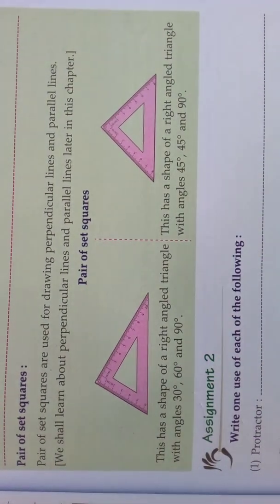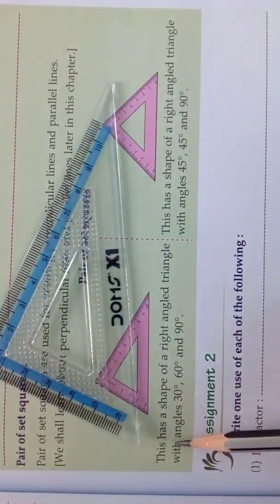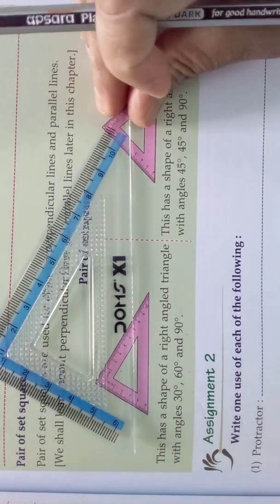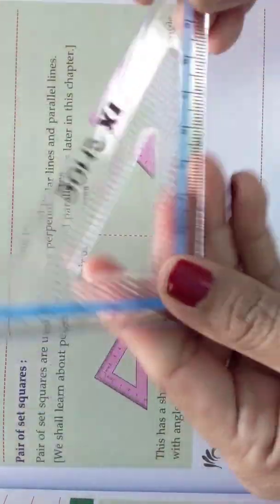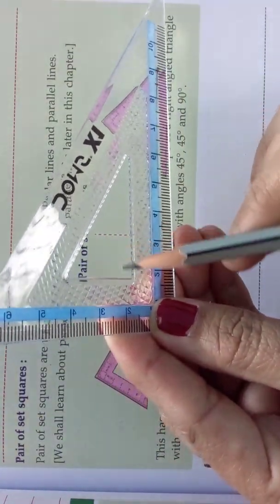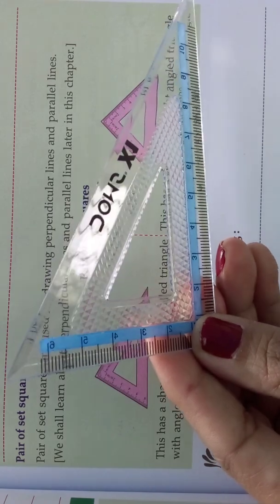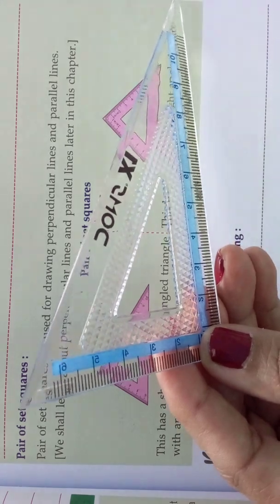See, this is the first one. It has the shape of a right angle triangle with angles 30 degrees, 60 degrees and 90 degrees. A right angle triangle means one angle will be 90 degrees. Look here, see this angle is 90 degrees, no? So a right angle triangle is a triangle shape where one angle is 90 degrees and the other angles are 30 degrees and 60 degrees.